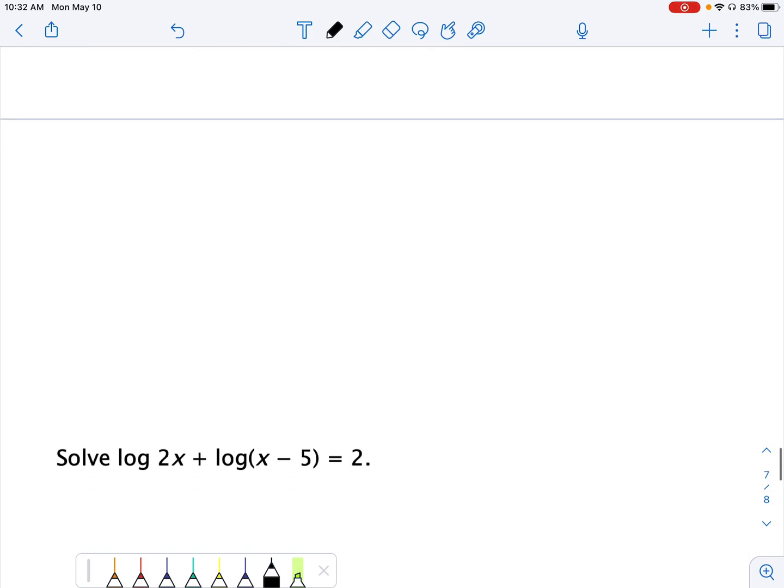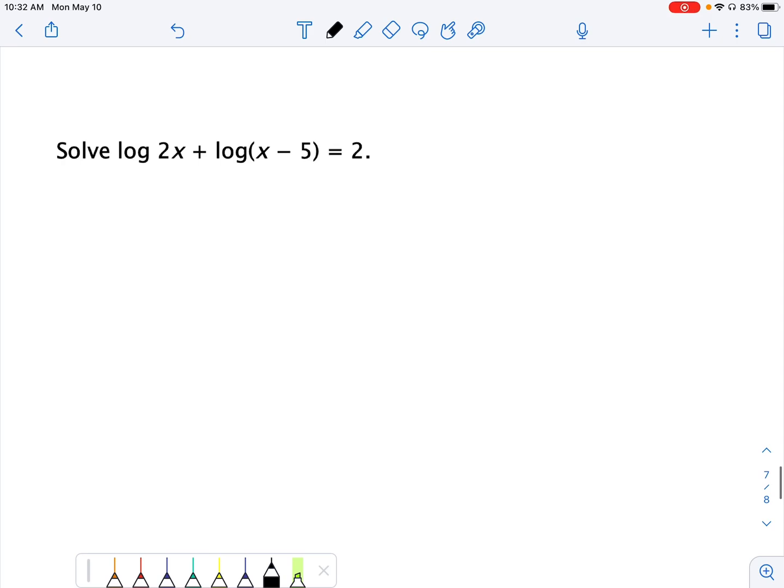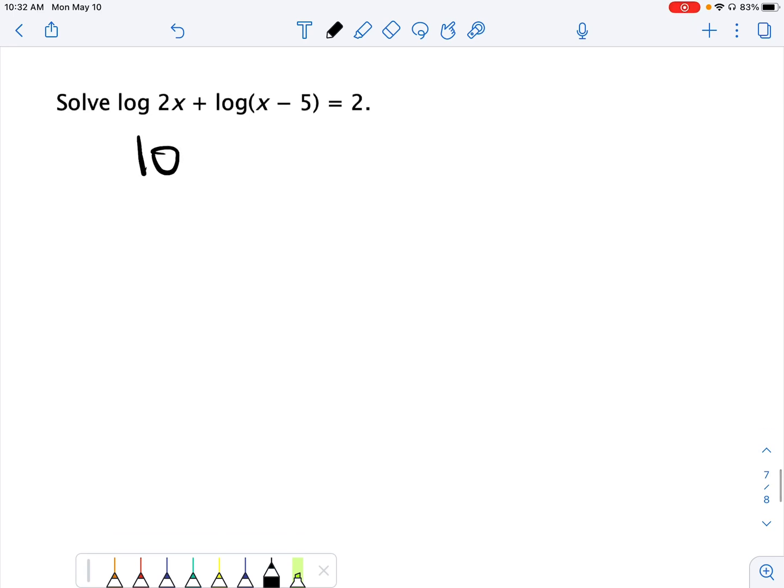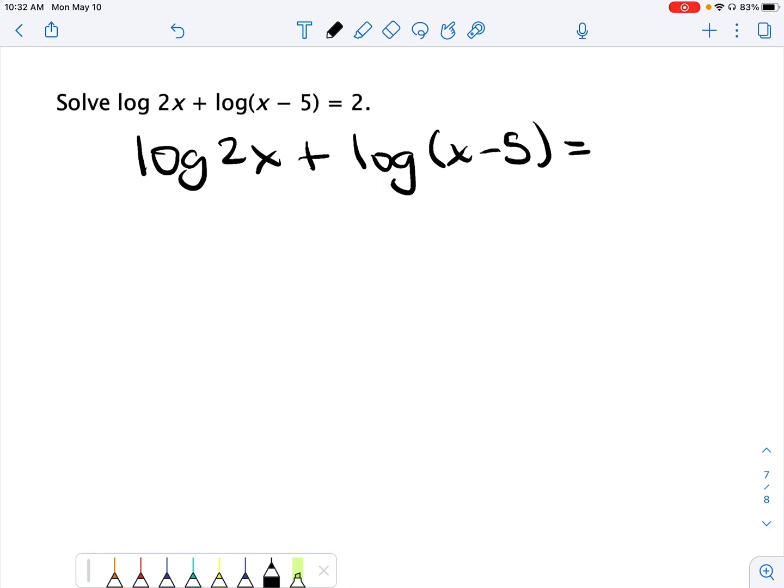Now let's do the last part here. Solve a little bit more of a complicated equation here. Log of 2x, so notice they're common logs, base 10, plus log of x minus 5 equals 2. Okay, so we're going to want to get rid of that common log here, and first we're going to use some of the properties that we learned, right? So it's addition, and we're going to condense this. So remember, with addition, it turns into multiplication. So let's combine them first.